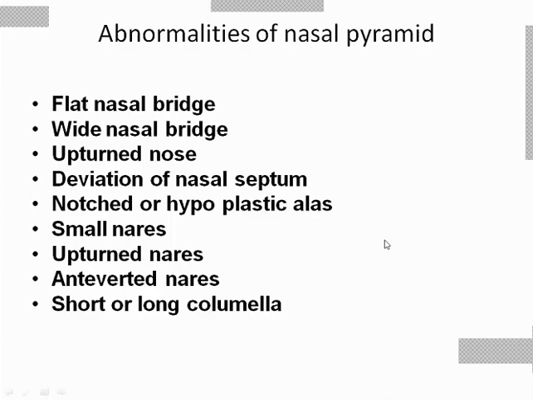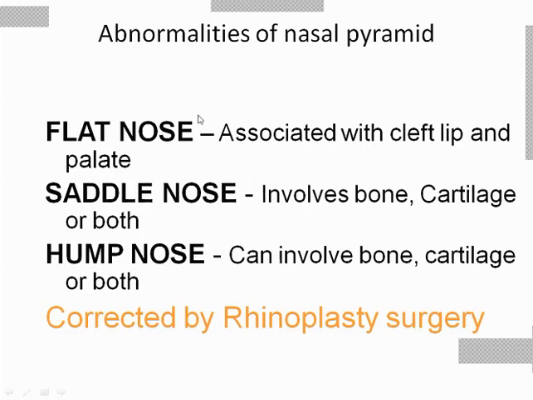So abnormalities can be flat nose associated with the cleft lip and palate. Saddle nose involves the bones and cartilage, both can be there. A saddle nose can be congenital or also acquired. It is there in syphilitic patients, and also in lepromatous patients. There will be saddling of the nose, and some other chronic granulomatous disease of the nose can also give you a saddle nose. Hump is also a congenital problem.